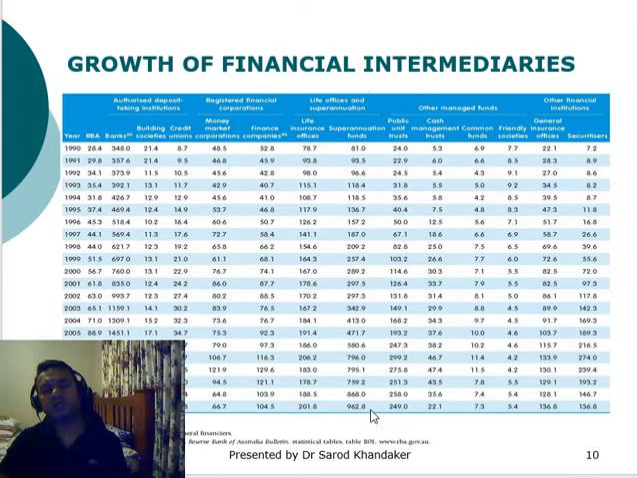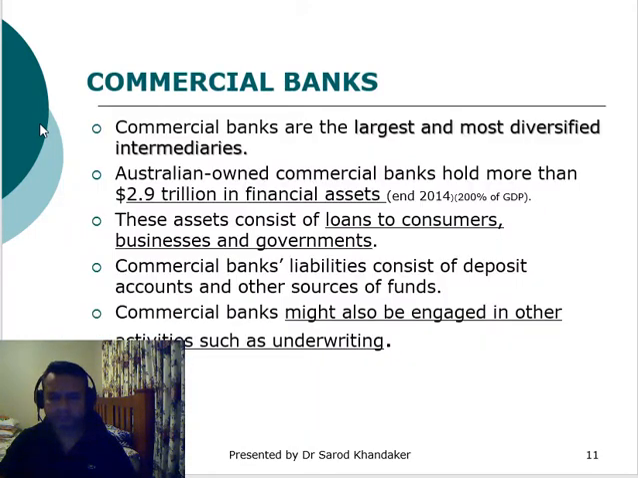So, in Australia, only 2 institutions are doing extremely well, and they became extremely profitable. Number 1 is the bank, and the second one is superannuation. So let's talk about banks.